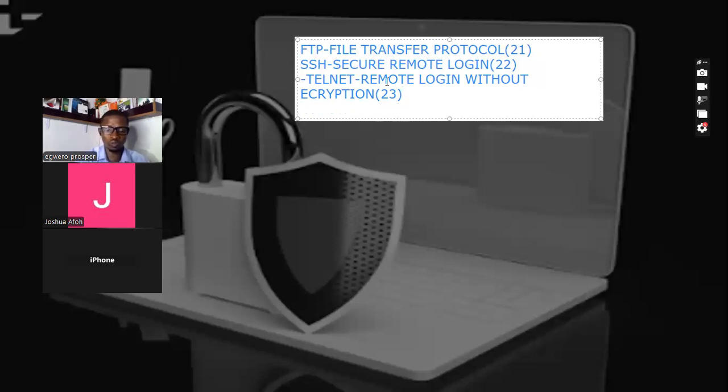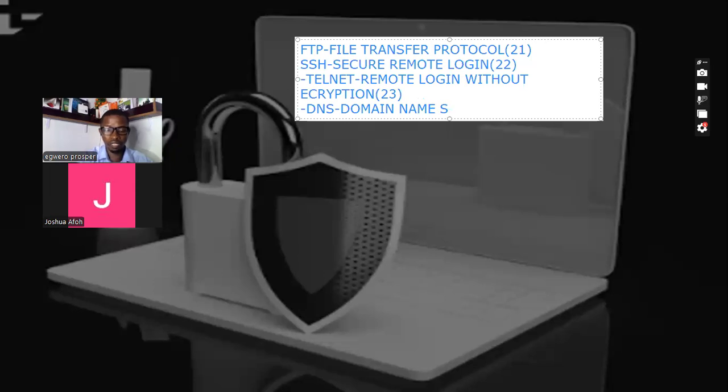So we have the next one, which is DNS. DNS means Domain Name System. Let me write it. Domain Name System. Sometimes some persons will describe it as Domain Name Server. This one uses port 53. Port 53. So what is the work of this? This converts domain names into IP addresses.